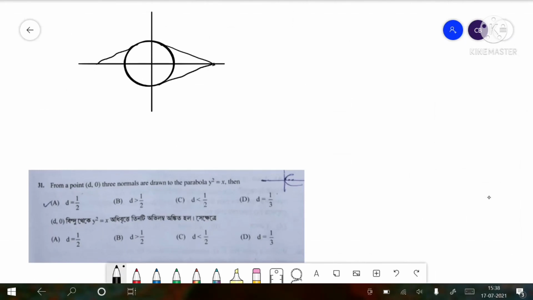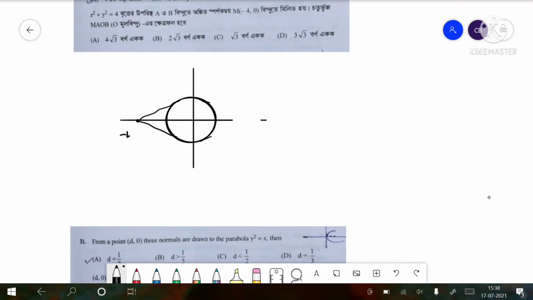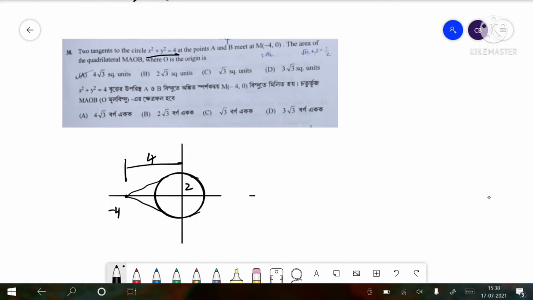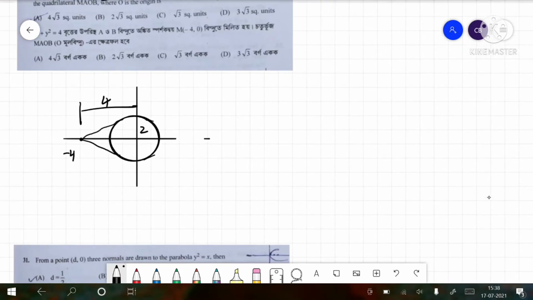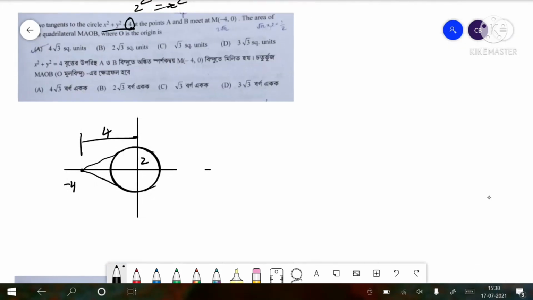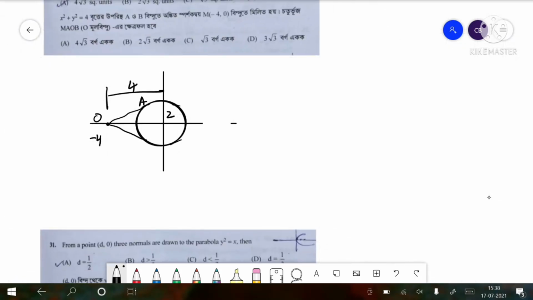If we take the two tangents, these meet at -4. So we know that this length is 4 units, and we know that the radius is 2, since the given equation is x square plus y square is equal to 4. So this is radius square, which is equal to 2 square, therefore radius is 2. We have to find the area of this parallelogram O. Now this is O, this is M, B.